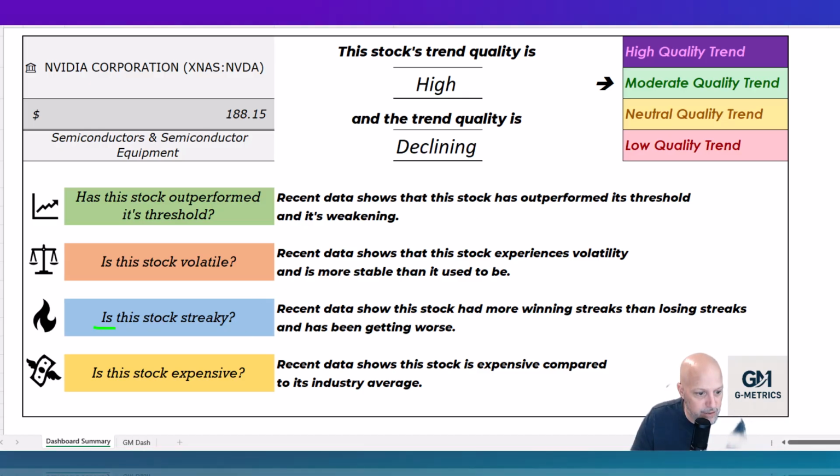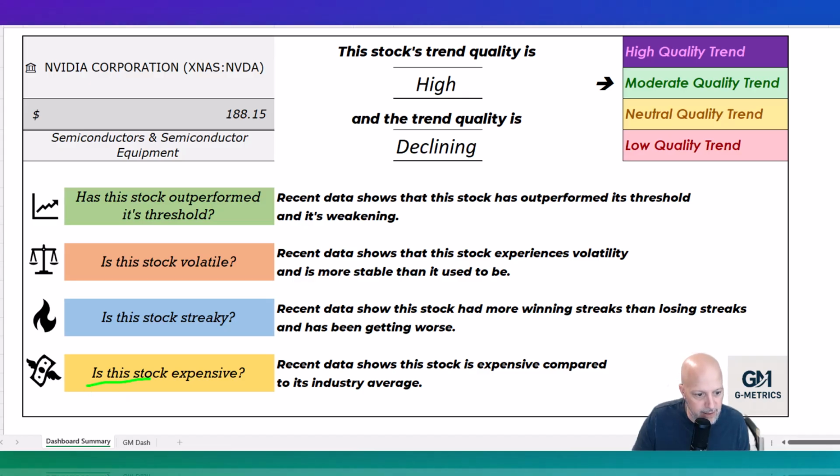Is this stock streaky? What I do on my dashboard is look at 5-day winning streaks and 5-day losing streaks, and I compare the number of each to determine what kind of streakiness the stock has. Does it have more 5-day winning streaks or 5-day losing streaks? And then how has that been behaving over time? So for NVIDIA, recent data shows that this stock has had more winning streaks than losing streaks and has been getting worse.